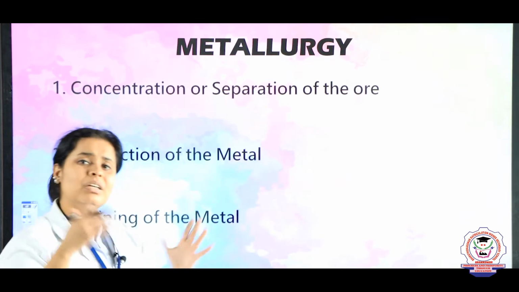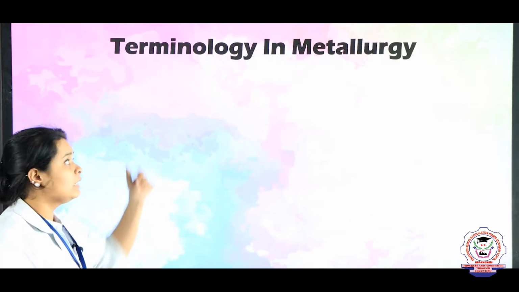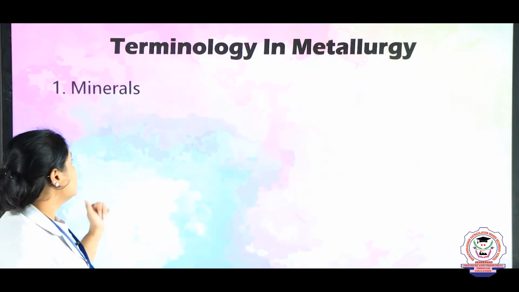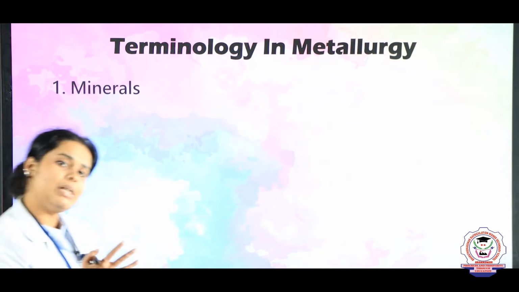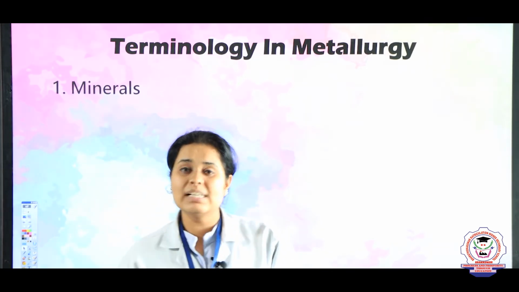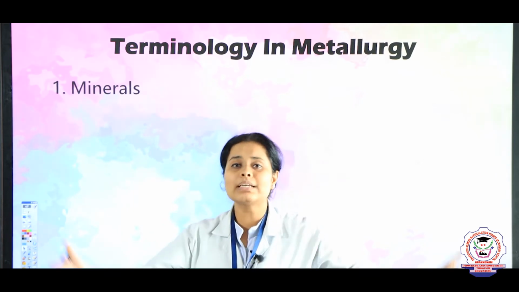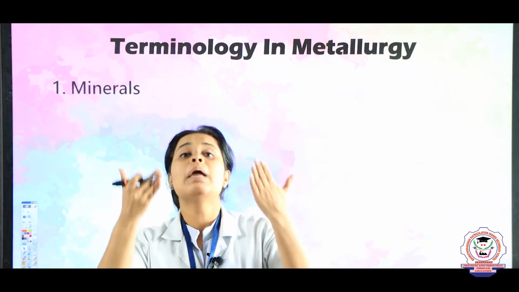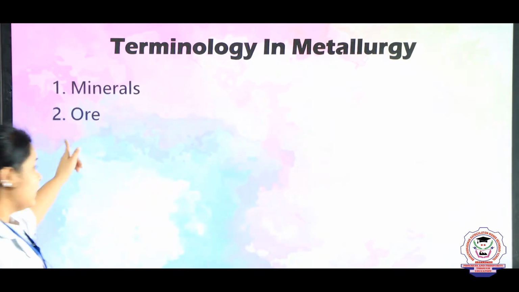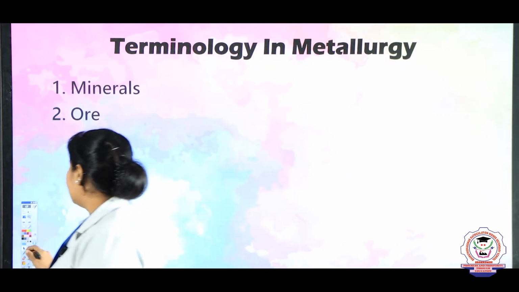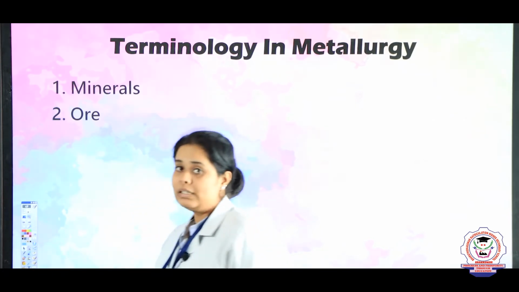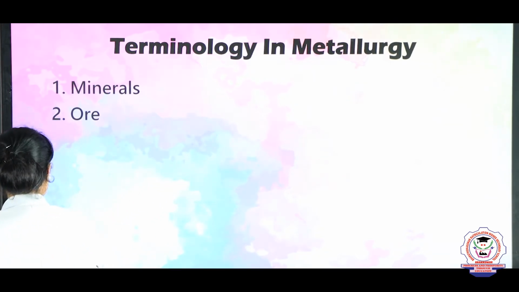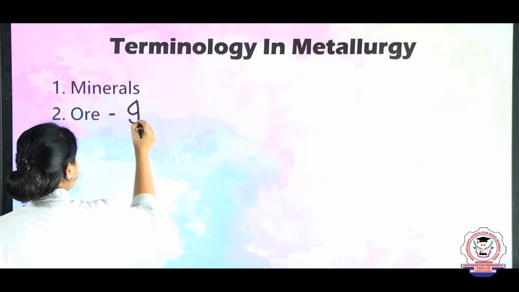Let's see the important terminologies which are used in metallurgy. The first terminology is mineral. Mineral is a type of substance or sand which will have all kinds of elements present. It can be impurities also, it can be your real metal also. Later on it is ore, and I said that ore is a metal which will have impurities. So ore will have what, children? Impurities.